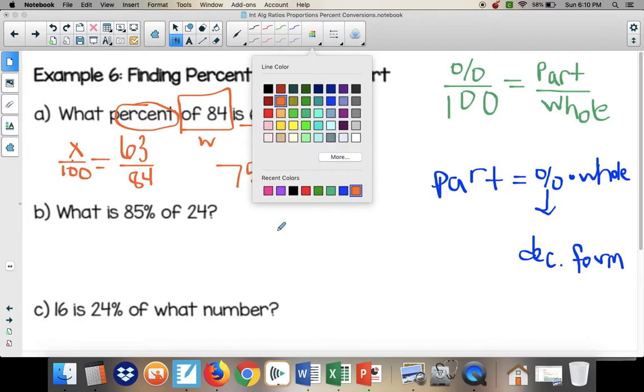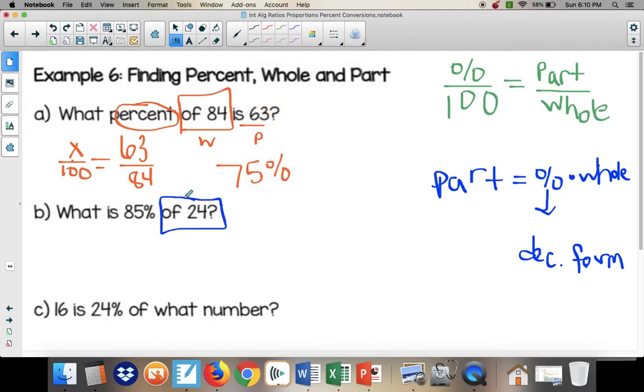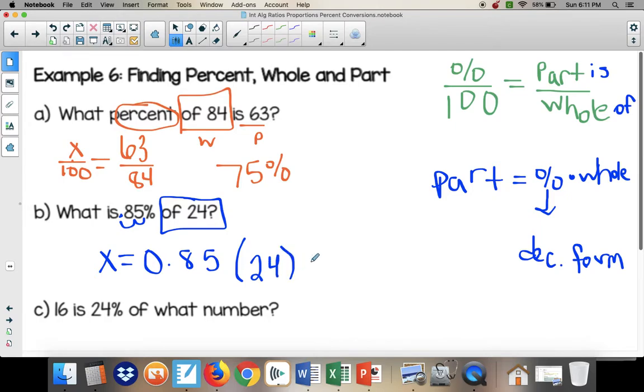All right, let's try the next one. What is 85% of 24? So this "of" is referencing your whole, and this is your part. So I'm going to put this in the equation now. What is 85%, which, just a refresher, you move the decimal over 2 to find your decimal. So 0.85 of 24. So 0.85 times 24 gives me 20.4. Okay.